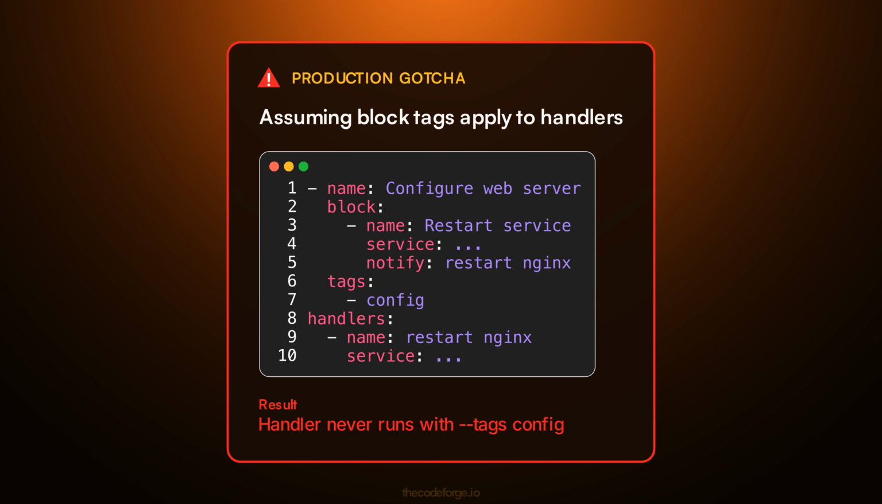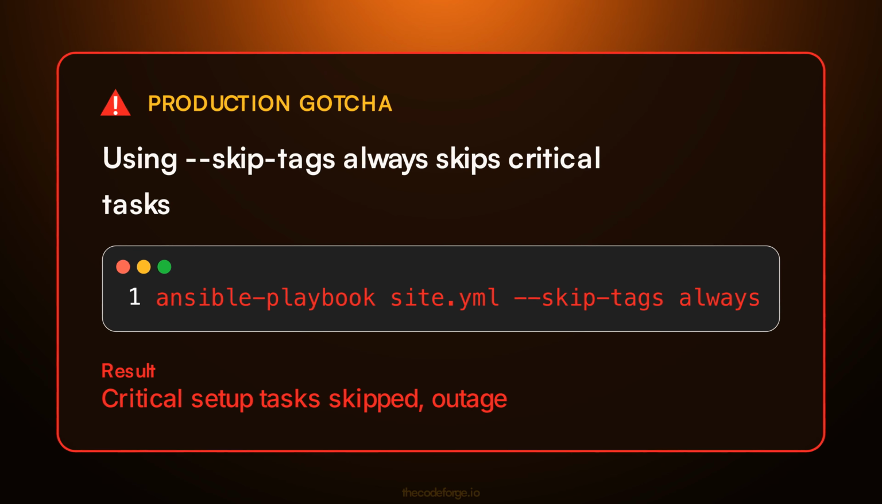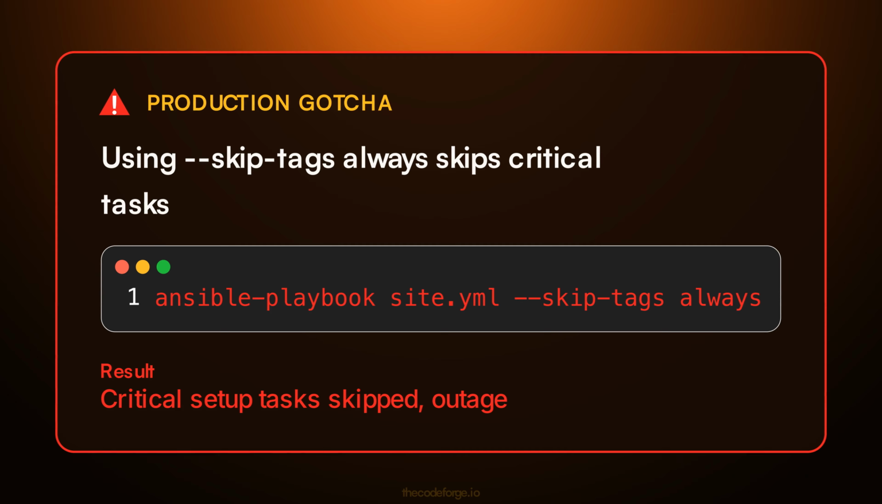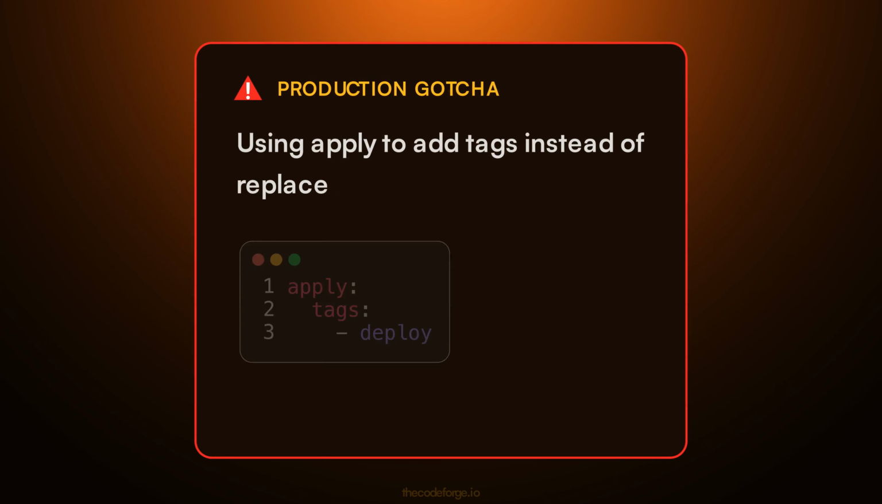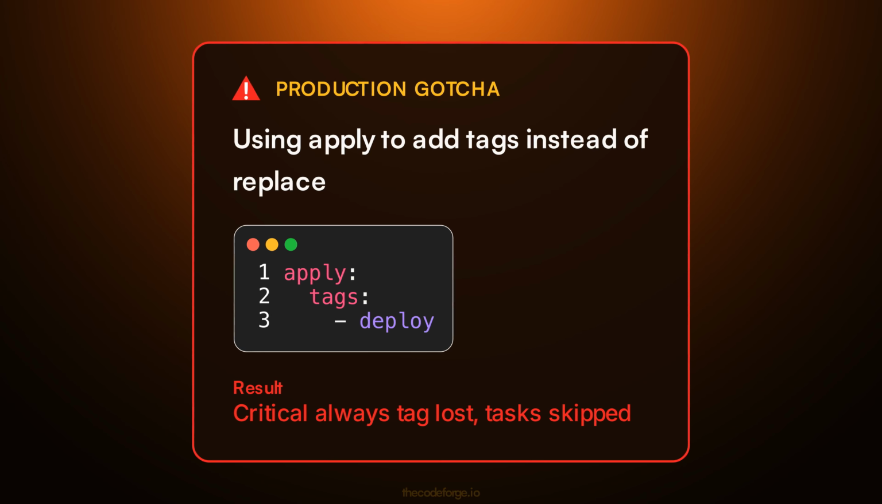Always tag handlers explicitly. If you skip the always tag, tasks like user creation or directory setup won't run. This can cause subsequent failures. Use --skip-tags always only when you're sure. If you use apply, it replaces all inherited tags. If the include had tags: always, applying deploy removes always, so critical setup tasks may be skipped.